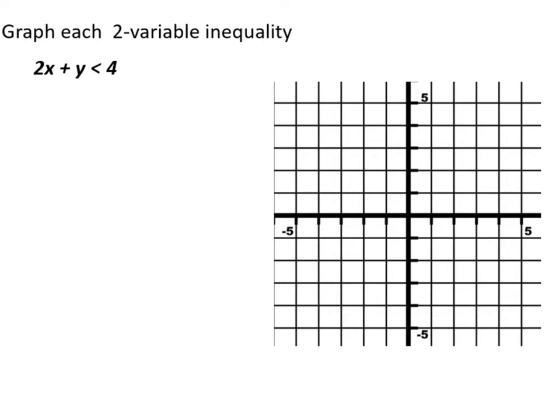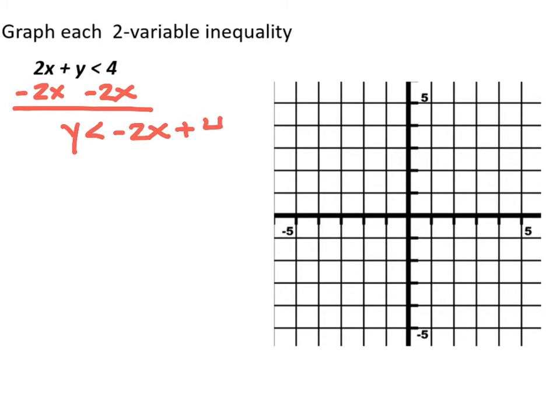Now let's try our first example. So it says to graph the two-variable inequality. First thing we have to do is solve to get y by itself. So in order to do so, I'm going to subtract 2x from both sides. So my inequality will become y is less than negative 2x plus 4. So now it's in that mx plus b form.